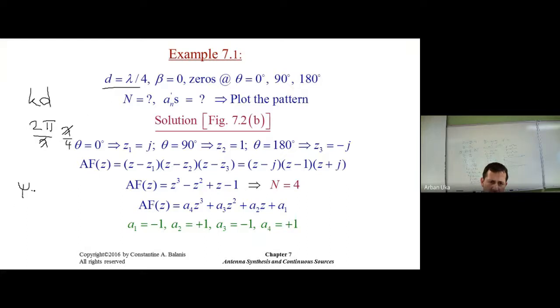So psi will be equal to pi over 2 cosine theta plus beta. Beta is 0, so this remains cosine theta alone. And then in this cosine theta, wait a second, when theta is equal to 0, cosine theta is 1, so then we get pi over 2, then z1 will be e to the power j times pi over 2, so z1 is equal to j. So this is what we find.